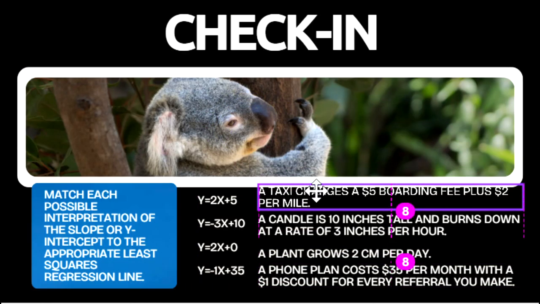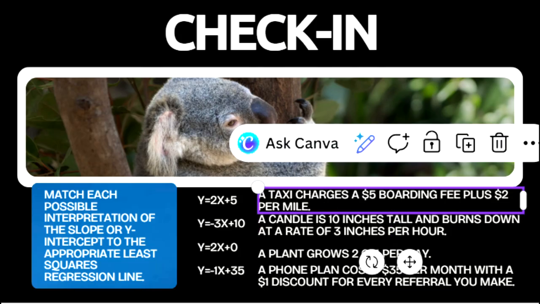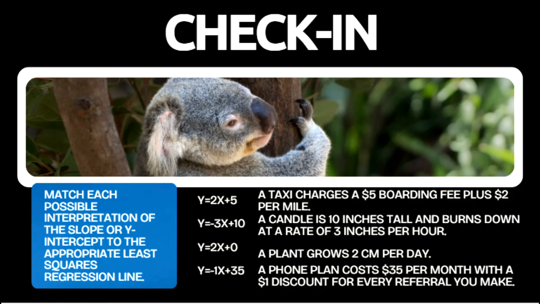A taxi charges a $5 boarding fee plus $2 per mile. So $5 is our constant. That will be the last number in it. And the $2 per mile is going to be positive. So that one goes with this top one. And then we have a plant grows 2 centimeters per day. So there will be no value for the y-intercept and just 2 centimeters per day. That's how that all goes together.